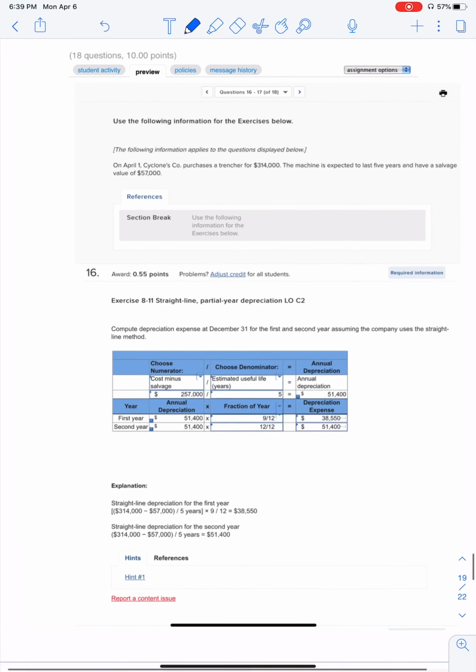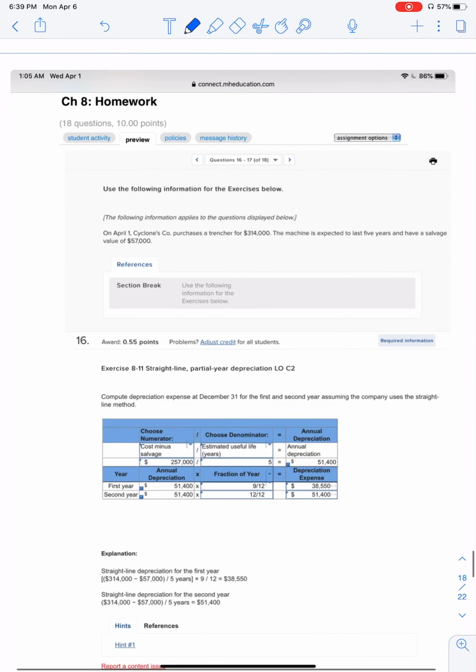So 16 and 17 are basically a pair, so we're going to look at those together. So for 16, what we are told is that on April 1st, Cyclone Company purchases a trencher for $314,000, and the machine is expected to last 5 years and have a salvage value of $57,000. Now, if you're in a hurry and you're working this question very quickly, you may fall prey to this little trick here. Did you notice that I said on April 1st, not January 1st?